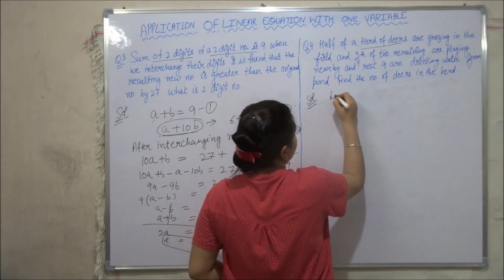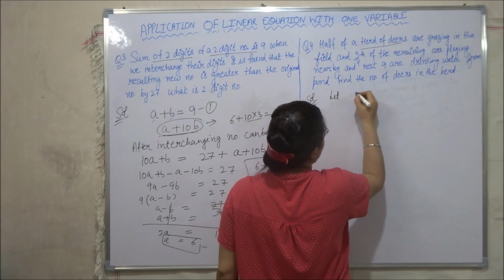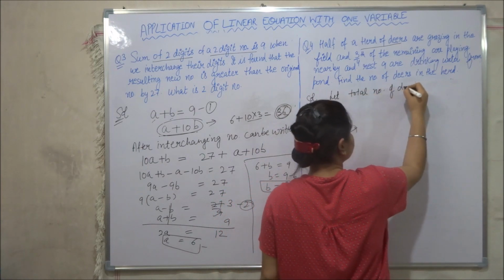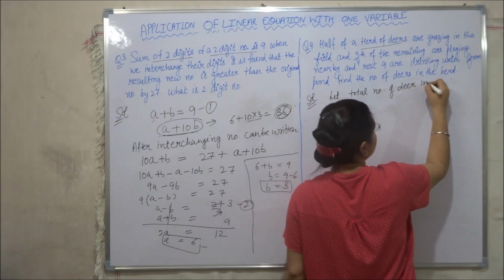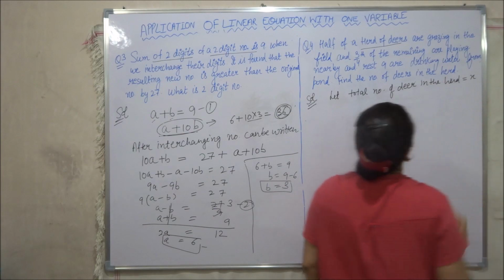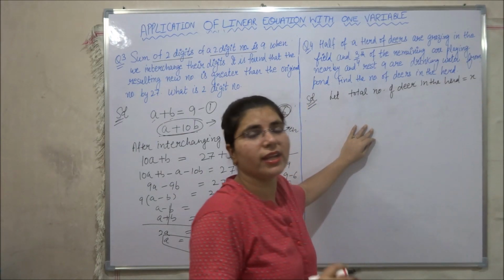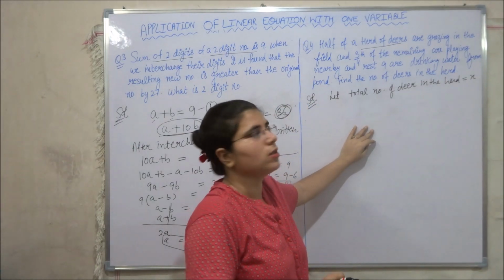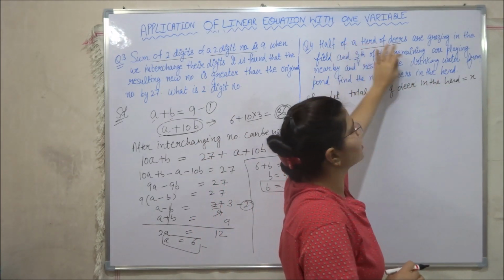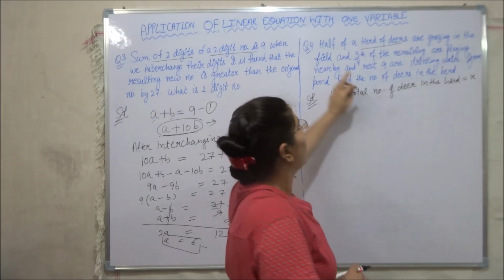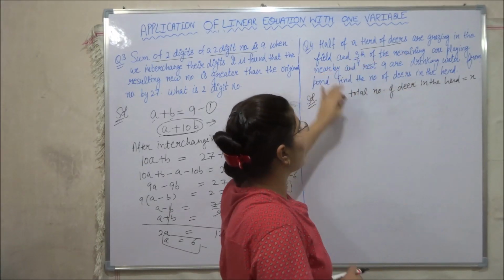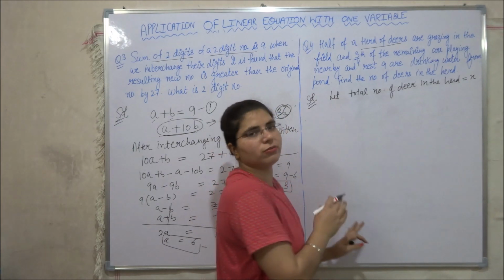Now let total number of deers in the herd equal to x. So here we will take that total number of deer to be x, because from total number of herd, half of deers are grazing in the field and 3/4 of the remaining are playing nearby. That means our key point is total number of deer.